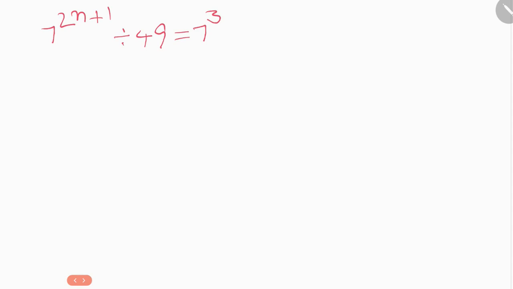Now here see one more problem. 7 power 2n plus 1 divides 49 is equal to 7 power 3. Find the n value. What is the n value? That is the question. In this problem, 7 power 2n plus 1 divides 49, I can write 49 as 7 square, that is equal to 7 cube.